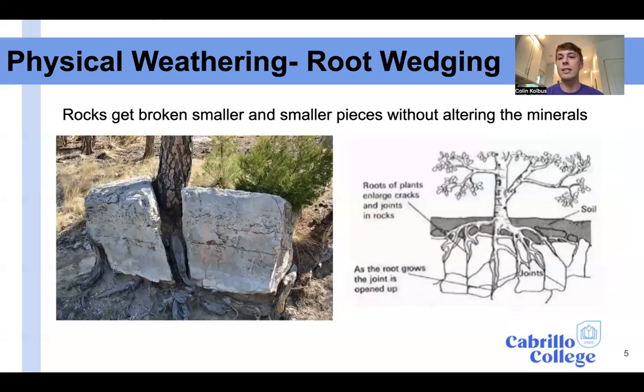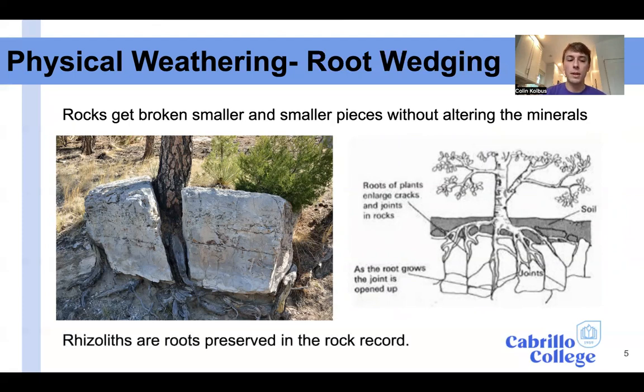Root wedging is a similar wedging process, but it's done by plant matter. That photo on the first slide of a tree growing through concrete, that is a process of root wedging, because slowly over time, these fibrous roots get into cracks. They grow larger and larger and larger until eventually the rock cracks and crumbles into different segments. That is called root wedging.